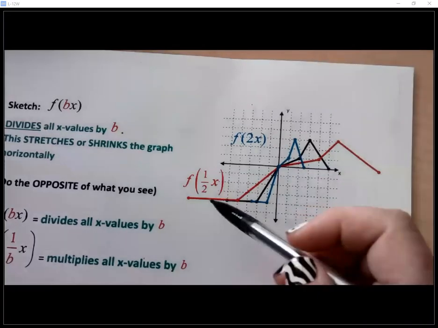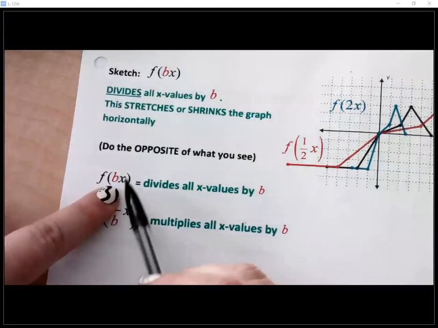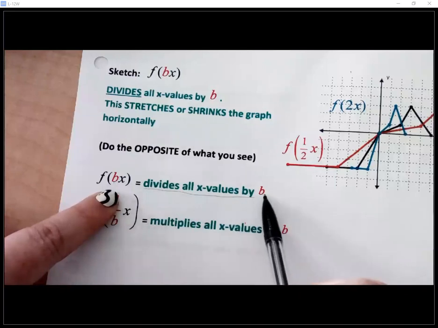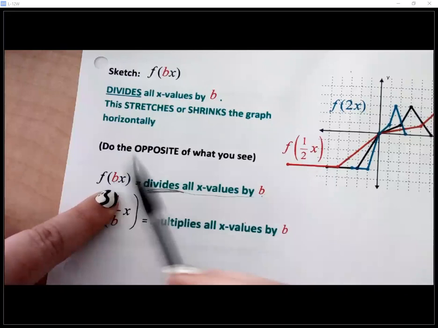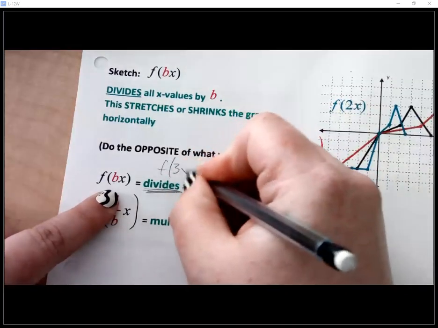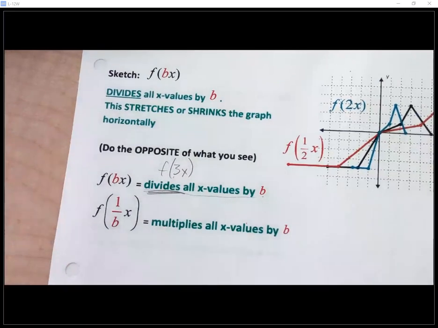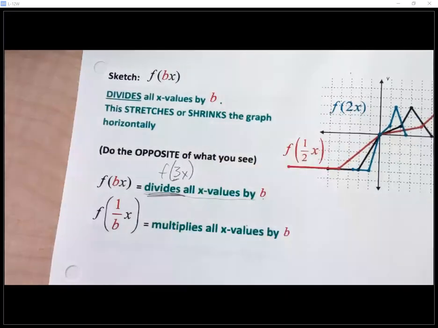If you take a look, this sort of summarizes it. If you do some value b times x, you are going to divide all x values by b. So if I had f of 3x, what this essentially does is it takes all of my x values and divides them by 3. It's going to shrink them back to 1/3 their size. You think, okay, timesing by 3, it should get bigger. No, it does the opposite. It compresses everything by 1/3. It's not going to times by 3, it's going to divide by 3. You with me? So all of the x values that were out here now get shrunk in.